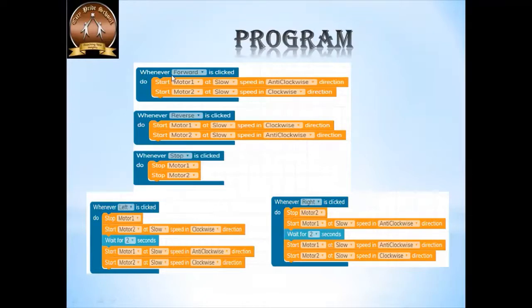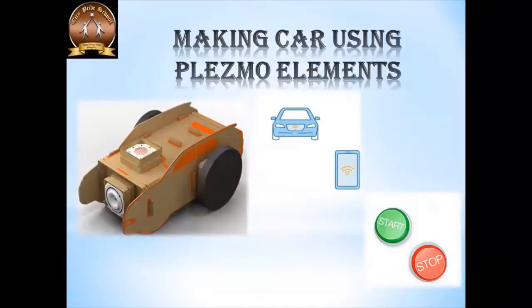So first is when forward is clicked. Now this forward button we are going to make in the app. So when the forward button is clicked, motor 1 should move anti-clockwise and motor 2 should move clockwise. So why these two different directions now? As you have already seen in our car, I will show you again. See, I have used the motors in the opposite direction.